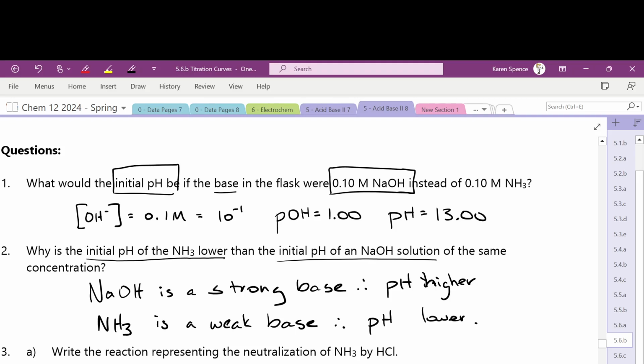Write the reaction representing the neutralization of NH3 by HCl. Can you do it? Yes, you can.